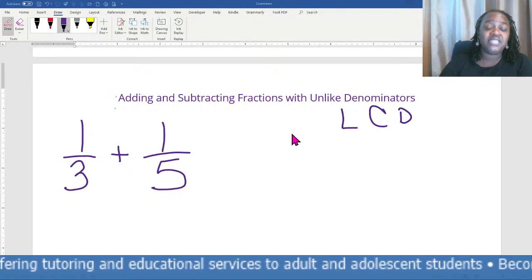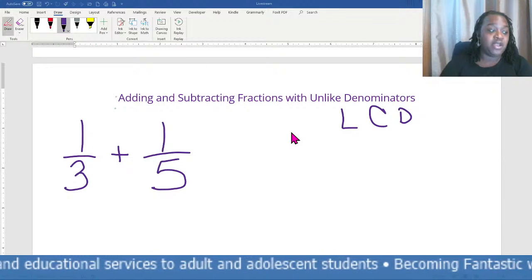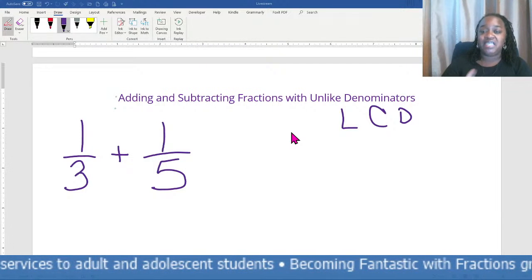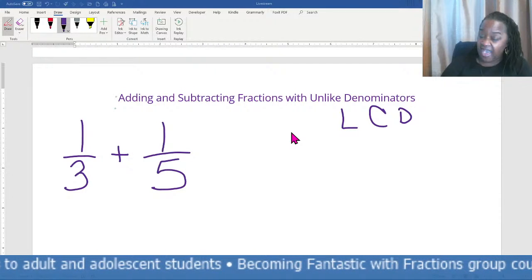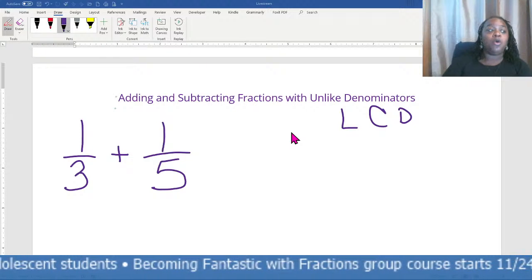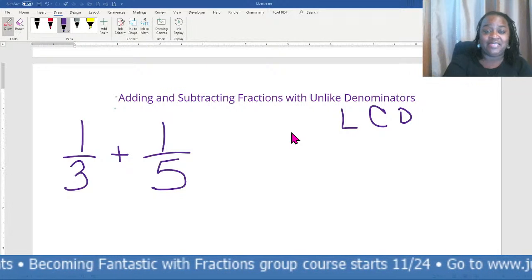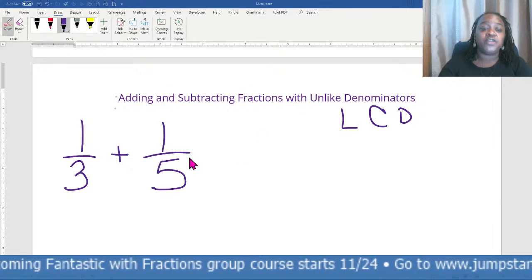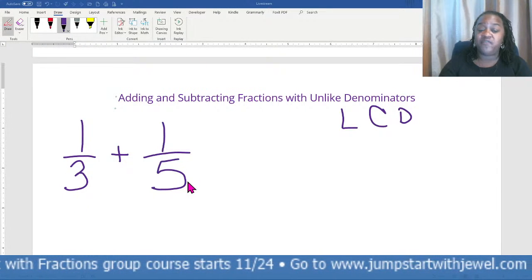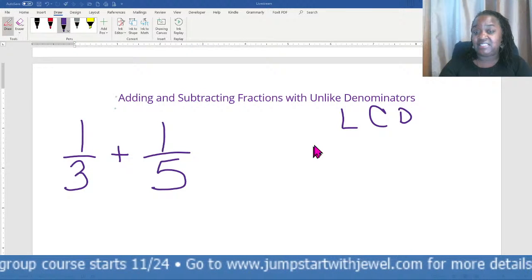So the least common denominator, if you remember doing multiplication and the multiples of a number, the multiples are just the answers. When you multiply 2 numbers together, those numbers are called factors, and then the answer is known as the multiple. So if you remember counting by 3s, counting by 5s, we used to call it counting by back in the day. Now they call it skip counting. So the first thing you're going to do is look at your denominators. We've got a 3 and we've got a 5. So our goal here is to find the LCD, the least common denominator.